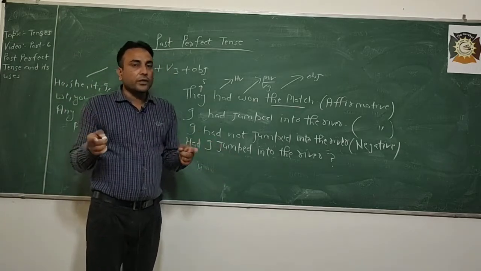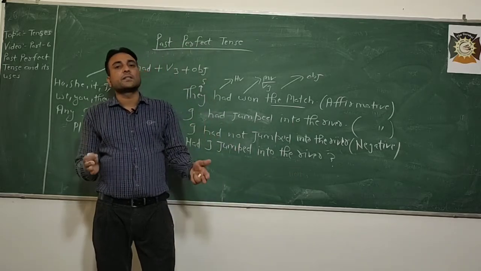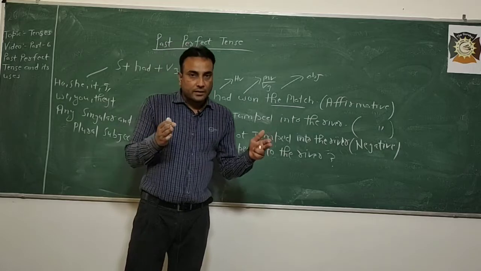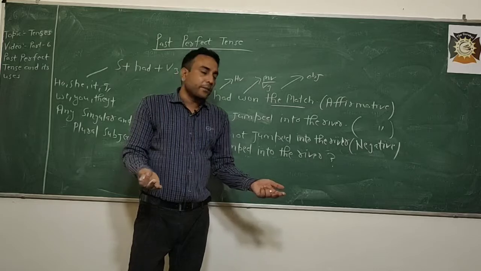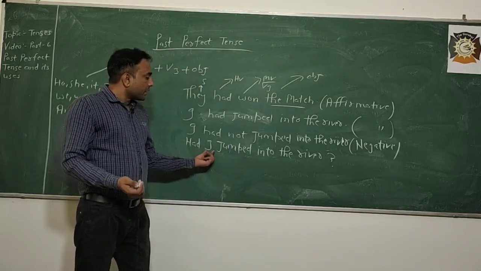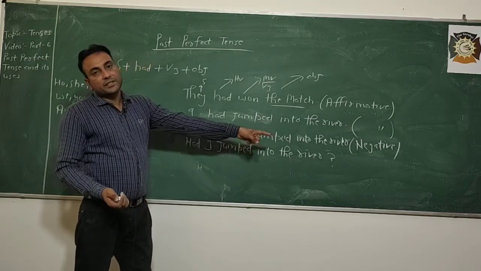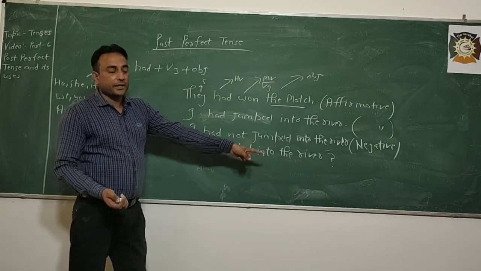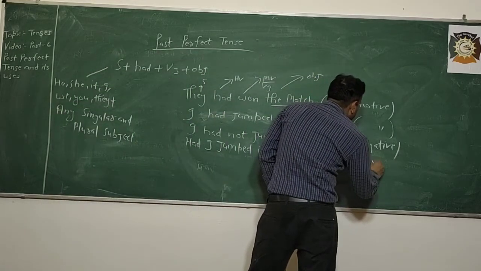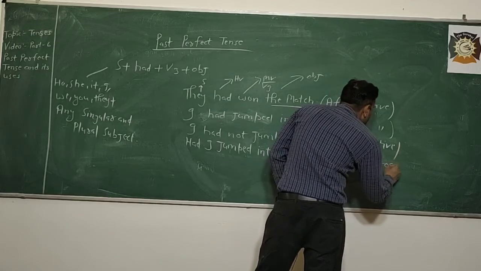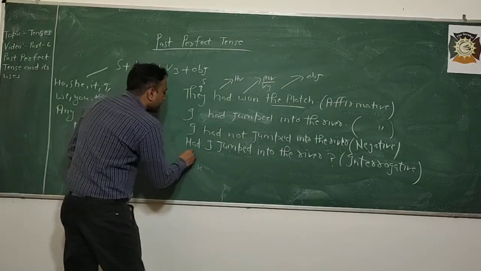I have told you while discussing the previous tenses that when the helping verb comes before the subject, the sentence becomes interrogative. Had is the helping verb, I is the subject, so the helping verb is coming before the subject. That's why there is a sign of interrogation at the end of the sentence, and this is an interrogative sentence. So negative interrogative, how will we frame it?